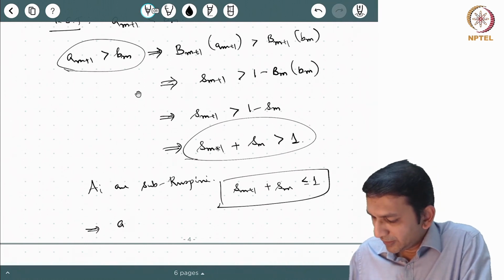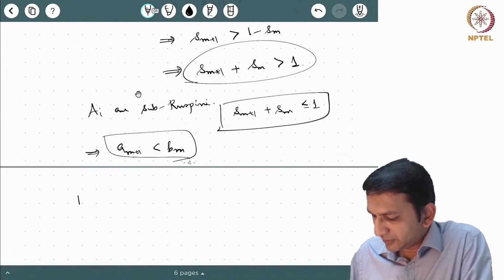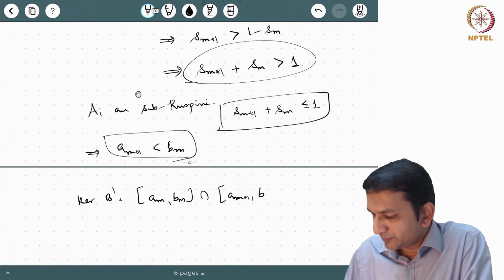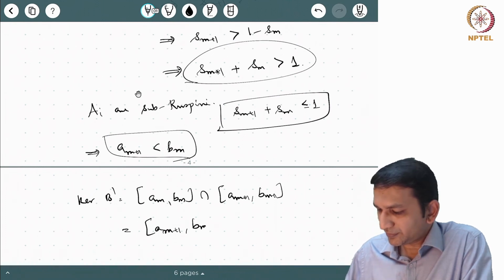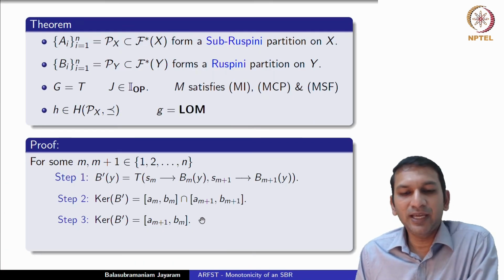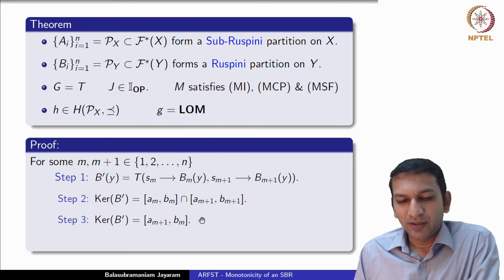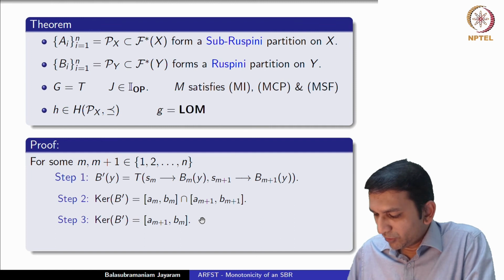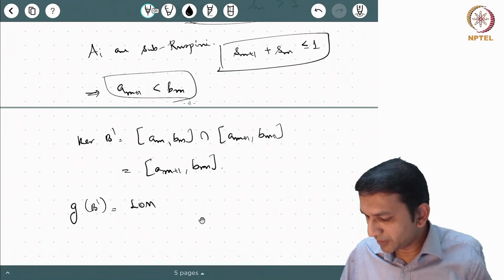This implies Am plus 1 is less than Bm, and from there we get the kernel of B dash, which was Am Bm intersection Am plus 1 Bm, is in fact Am plus 1 comma Bm. So we have successfully shown that kernel of B dash is non-empty, and it is in fact given as Am plus 1 comma Bm. When you apply g on B dash, it is least of maxima on B dash, which is essentially Am plus 1.